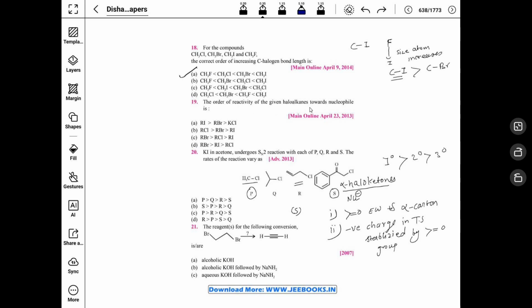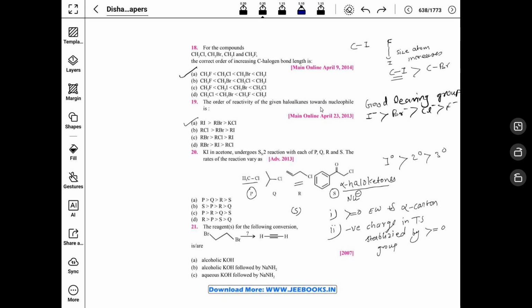Now the order of reactivity of given haloalkanes towards nucleophile. We can explain this in two ways. First, by using the concept of good leaving group. We should know which is the good leaving group. Iodide is a better leaving group than bromide, bromide is better than chloride, and chloride is better than fluoride. Because of the big size of the iodide, the negative charge gets dispersed. So the reactivity towards nucleophile will follow this order.